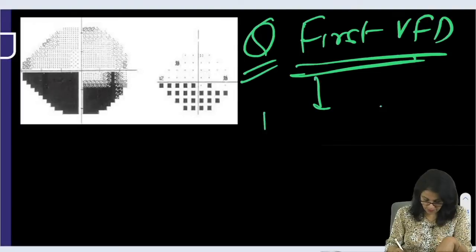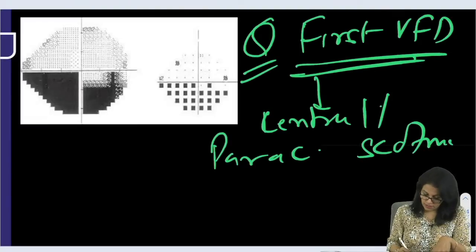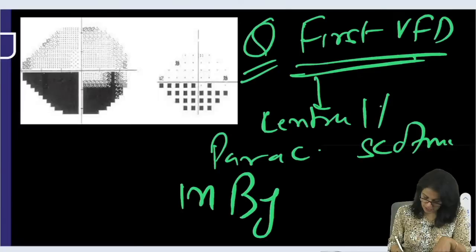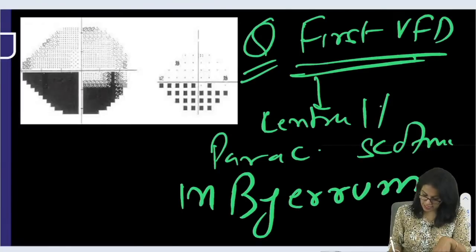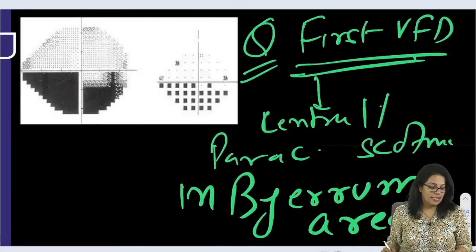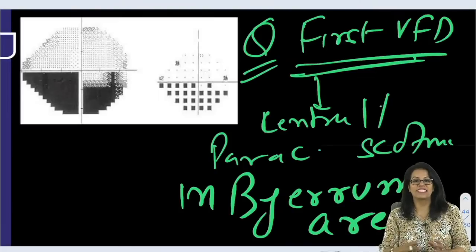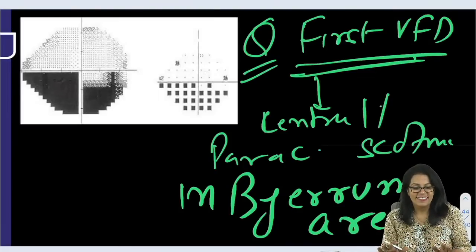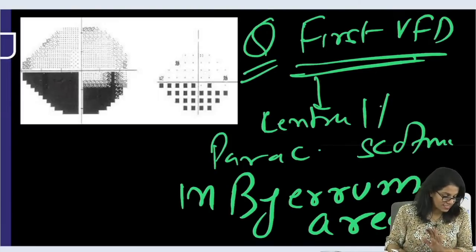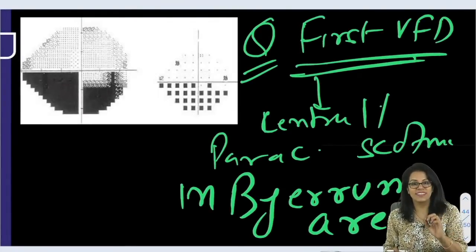First visual field defect, you can say central or paracentral scotoma in Bjerrum's area. Scotoma in Bjerrum's. Everybody knows Bjerrum's area is the area corresponding to arcuate fibers. You can call the first visual field change isopter contraction, but they have never asked you that. Will you all correct yourself now? Yes. Bjerrum's area is very, very important and you should know this.